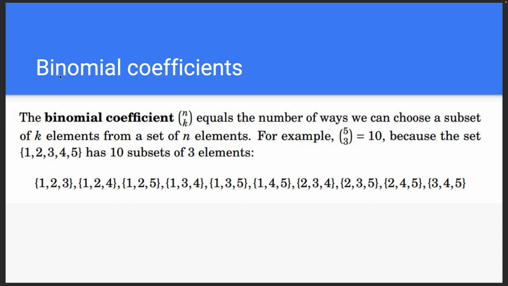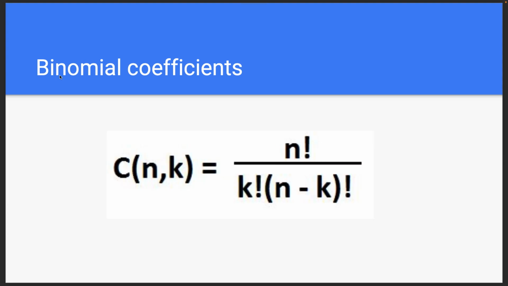For example, we have 10 possible ways to choose 3 numbers out of 5 numbers, which means 5 choose 3 or something like that would be 10. So it's the definition of that, and we want to calculate that.